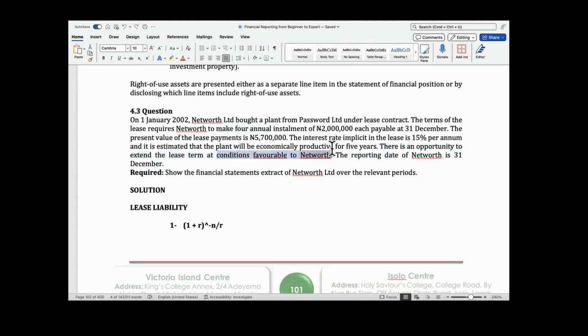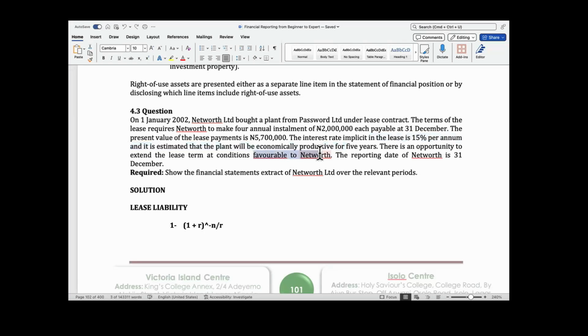That means he's going to extend this lease to the useful life. He cannot extend beyond the useful life of the asset. That will not be economically reasonable. So the new lease term now is 5 years, not 4 years anymore, because they said they can extend under conditions that are favorable to net worth.